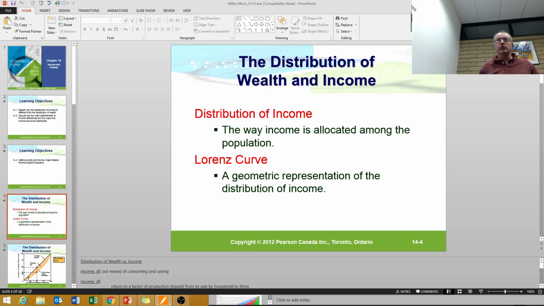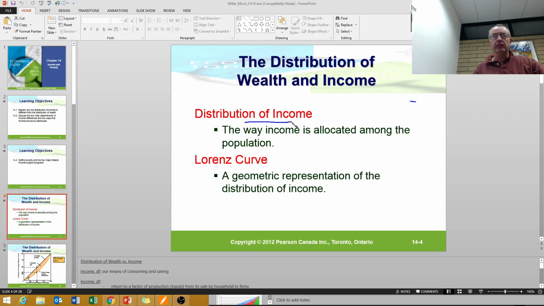Okay, so income in a general sense is our means of consuming and saving. It fuels our consumption and savings. And you recall that in classical economics, the return to the factors of production are land, labor, capital, and entrepreneurialism or risk-taking. And then the returns to that are wages, rent, interest, and profit. And so income can be made up of any one of those returns to the factors of production.